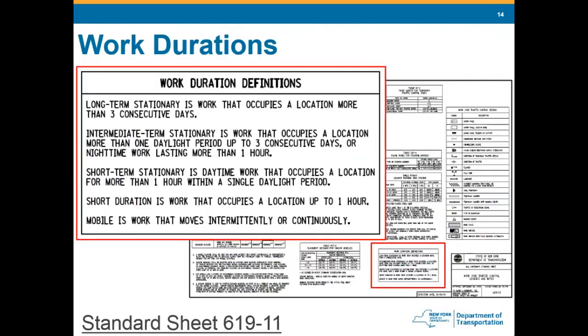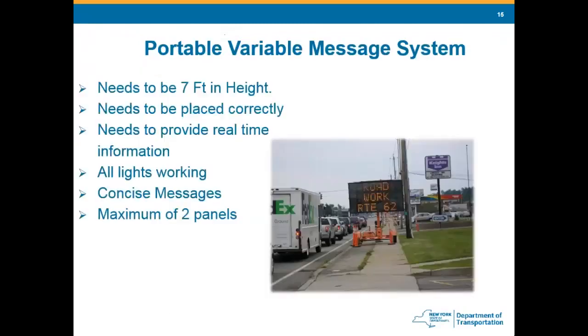Here's all the things that we just talked about: long-term, intermediate, short duration, and mobile. Portable variable message systems. The information is here. They need to be 7 feet high, needs to be placed correctly, and provide real-time information. All the lights are working. Concise messages, and a maximum of 2 panels.